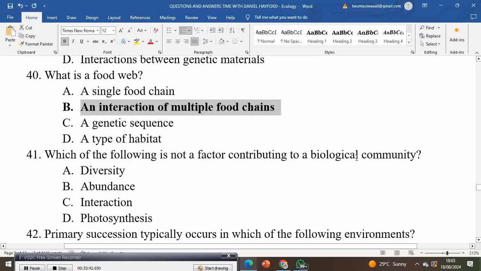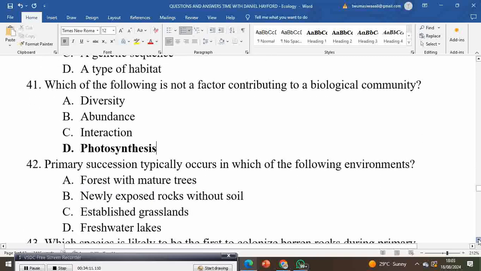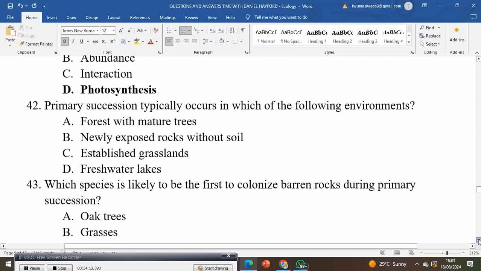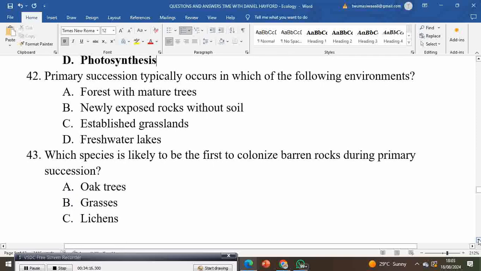And which of the following is not a factor contributing to a biological community? Diversity, abundance, interaction, and photosynthesis. Question number 41. The factors that we look out for are diversity, abundance, and interactions. So take out photosynthesis. And how will you explain that? Not now. When we meet again, do well to explain.